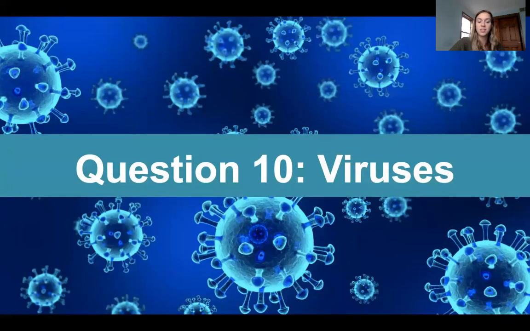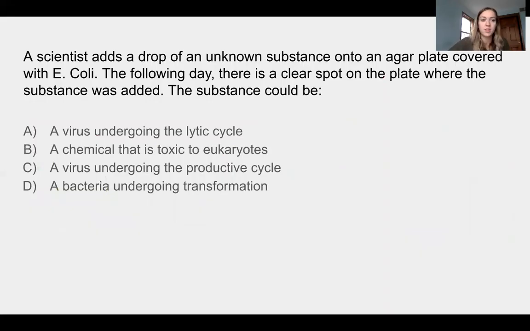Skip the slide. All right, question 10. So we're going to talk a little bit about viruses. The question is, a scientist adds a drop of an unknown substance onto an agar plate with E. coli. The following day, there's a clear spot on the plate where the substance was added. The substance could be A, a virus undergoing the lytic cycle, B, a chemical that is toxic to eukaryotes, C, a virus undergoing the productive cycle, or D, a bacteria undergoing transformation. So just take a minute, pause the video, and take some time to answer the question.